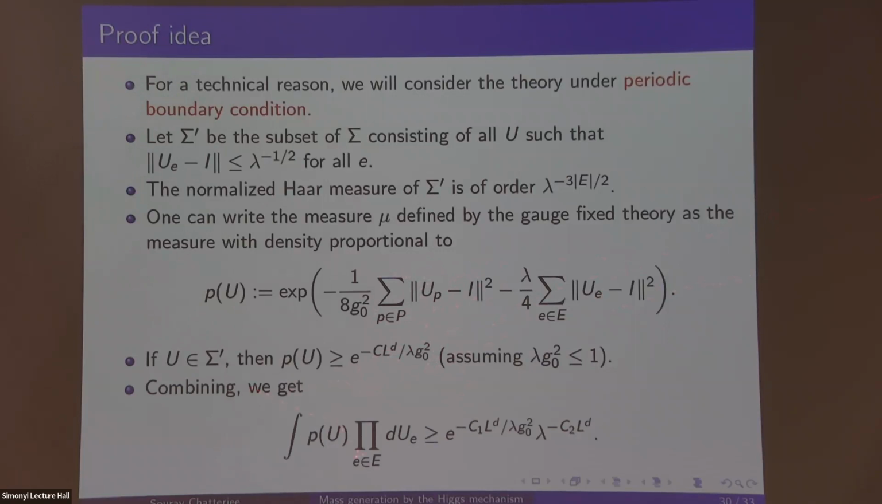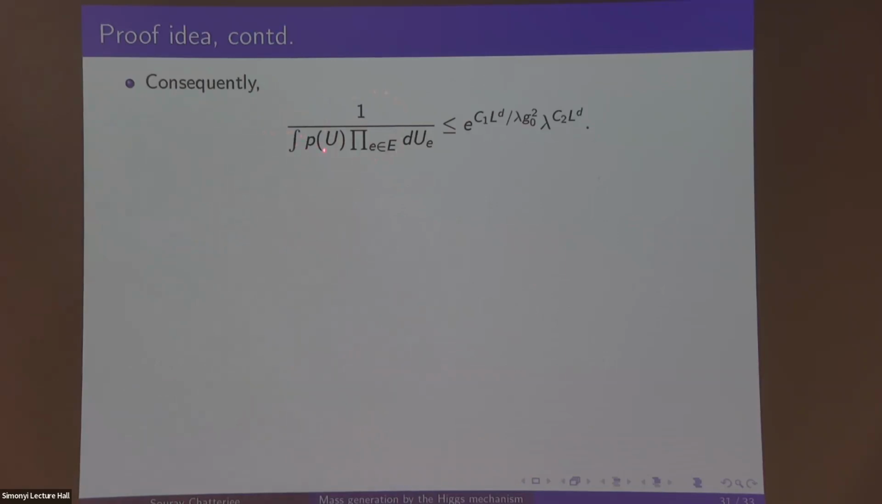So combining, we get this. In this region you have this lower bound, and this region has measure at least this. So you get this lower bound, e to the minus L to the d over lambda g0 squared, times lambda to the minus L to the d. So the normalizing constant of this measure, the integral of P of U, is at least this. What this means is that if you take 1 over the normalizing constant, it's at most this.